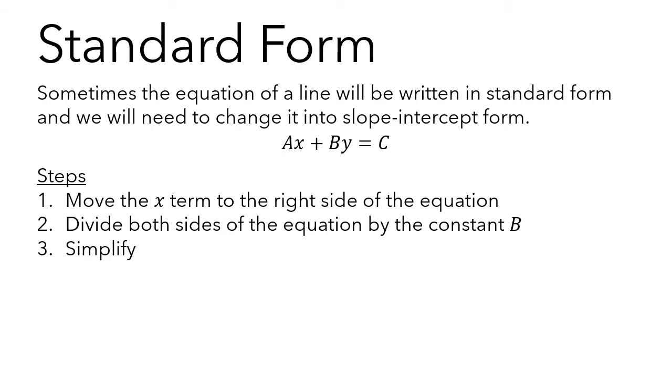Sometimes though, the equation of a line will not be written in slope-intercept form, it will be given in a different form, particularly standard form, which looks like this: ax plus by equals c, where a, b, and c are just numbers. And you need to know how to change it into slope-intercept form. So it's 3 steps. First, move the x term to the right-hand side of the equation, then divide both sides of the equation by the constant b, and then simplify any fractions. And we're going to try some examples.